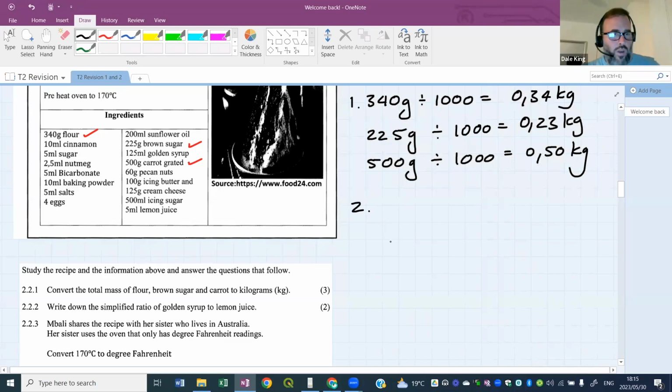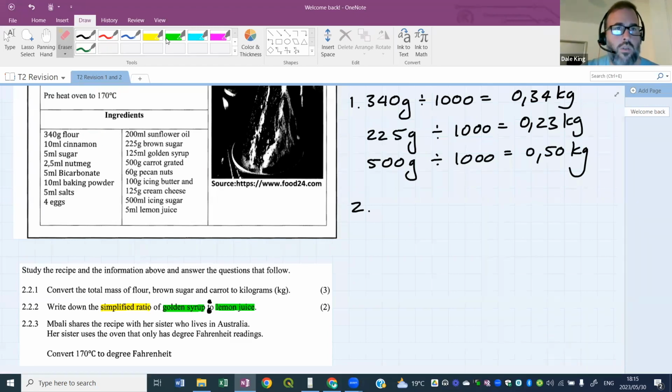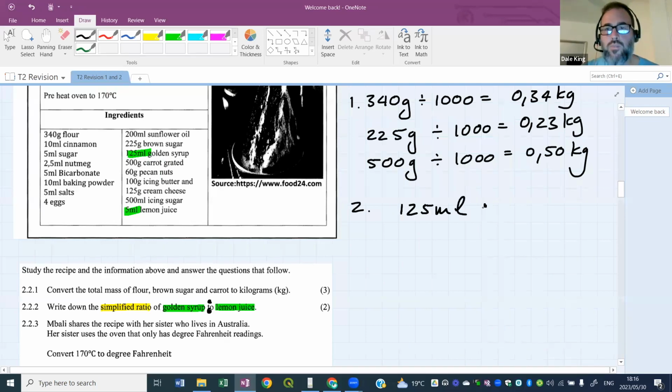All right, question 2. Write down the simplified ratio. They want a simplified ratio, and we need to take golden syrup and lemon juice. Take these 2 things, and you see the word 'to' there? You put your colon there. So you need golden syrup on the left and lemon juice on the right. Where is my golden syrup? Golden syrup is over here, 125, and my lemon juice is 5. So it's 125 milliliters is to 5 milliliters. So golden syrup on the left, lemon juice on the right.